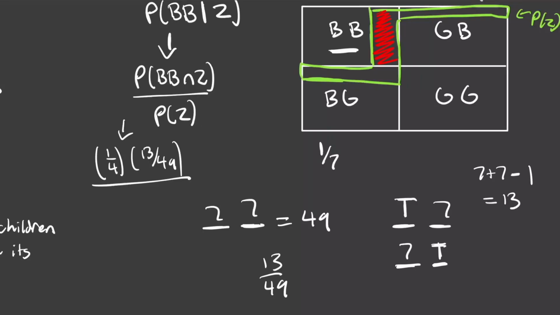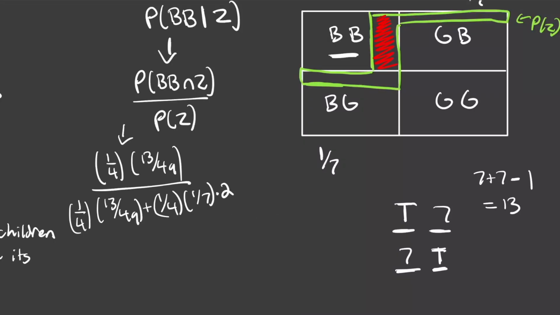So the probability of Z is just the area of all this green stuff. So it's just going to be equal to 1/4 times 13 on 49 plus 1/4 times 1/7. And actually that again, so we can just multiply this by 2 essentially. Let me make some space down here. So I can cancel out a 1/4 from every term in this equation here, and I'm left with 13 on 49 divided by 13 on 49 plus 2 on 7.